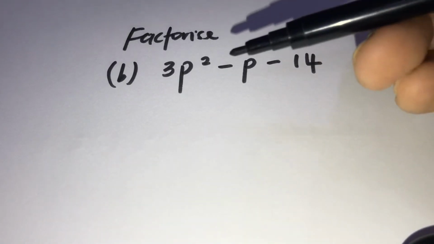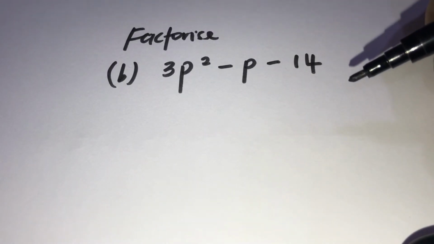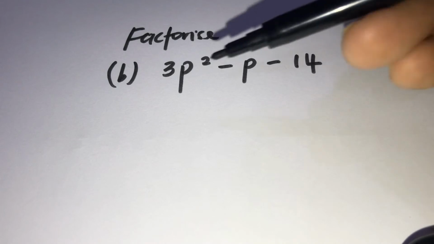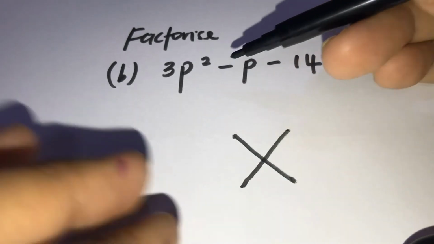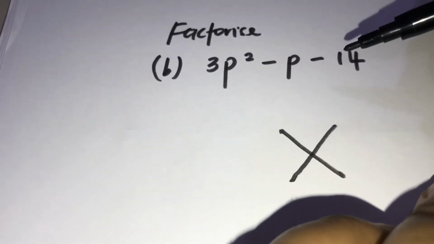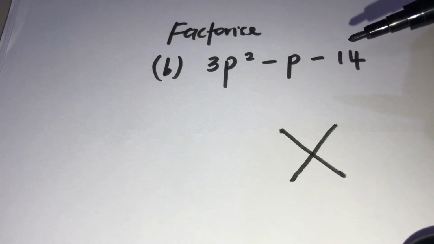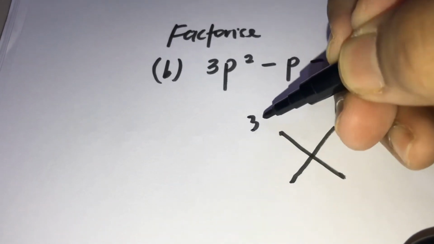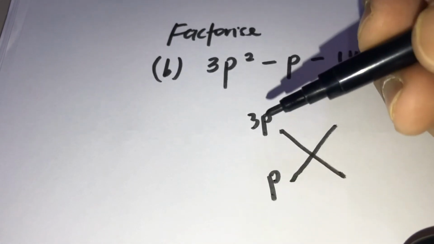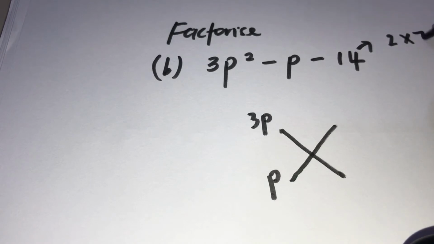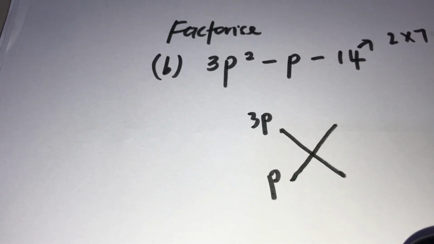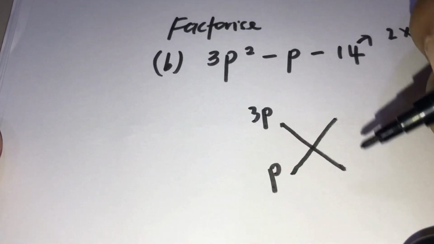Okay, now factorize 3p square minus p minus 14. Okay, this pattern, so you use method 3, cross. If you have p square followed by the variable and a number, you use method 3. Start with 3p times p, and then 14 equals 2 times 7. But you have to test either 2 and 7 or 7 and 2.